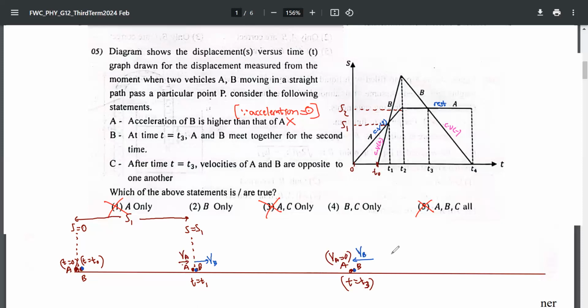Okay, right. So B statement is correct, because you have the proof here. Is C correct? C is false because their velocities are not opposite. A is at rest, velocity of A is 0. Velocity of B is not 0. So it's not opposite. So in Tamil medium, that should be the answer. For English medium students, it should be the second, if they're asking for the true statement.